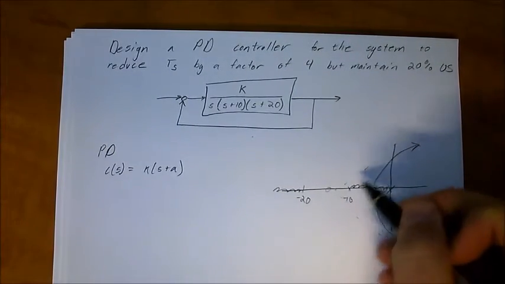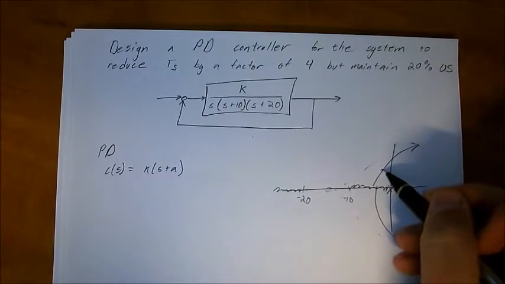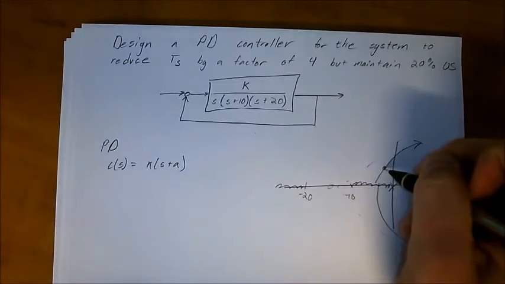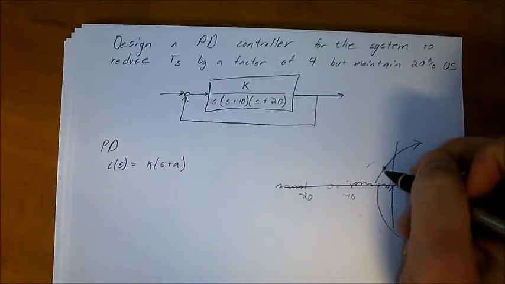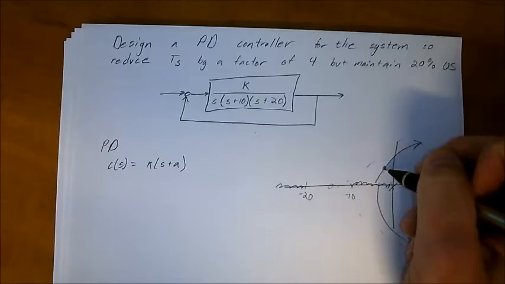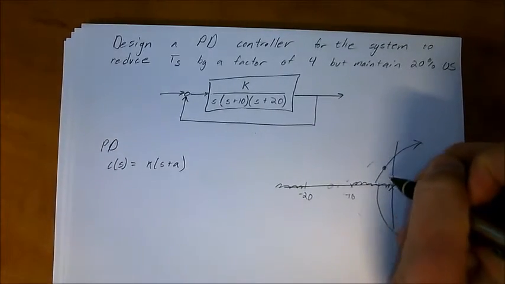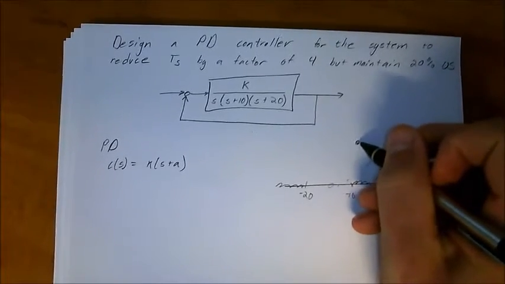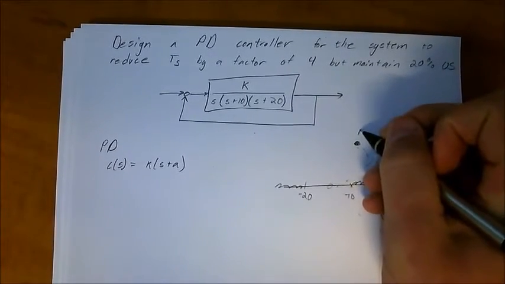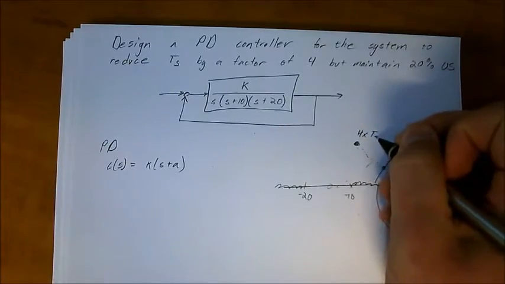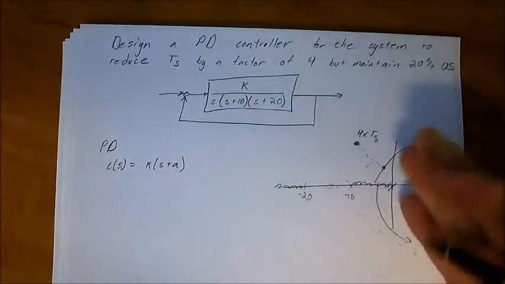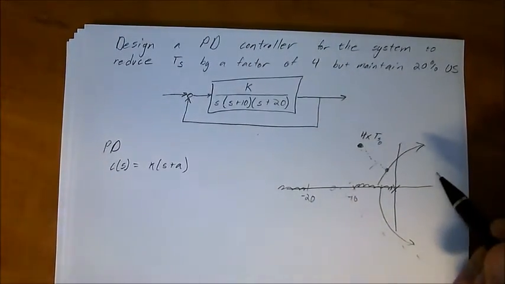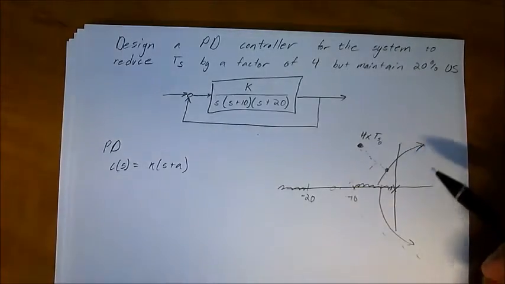This zero and these poles define where the TS that we want is. So imagine if you were to graph this in MATLAB and you were to find the TS at this point right here, which gives you 20% overshoot. You want a factor of 4 of that, so you need to come straight out here. So our new TS, 4 times TS original, is going to be out here somewhere, because that diagonal is the line of constant settling time within the complex plane.